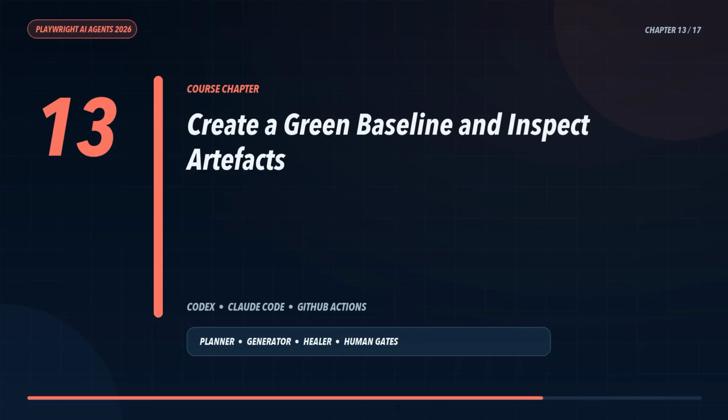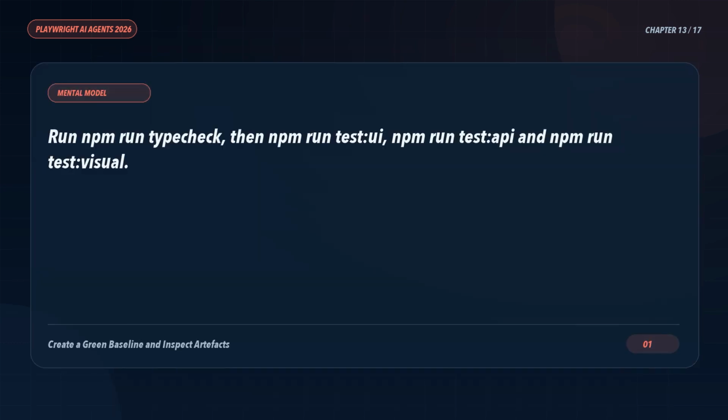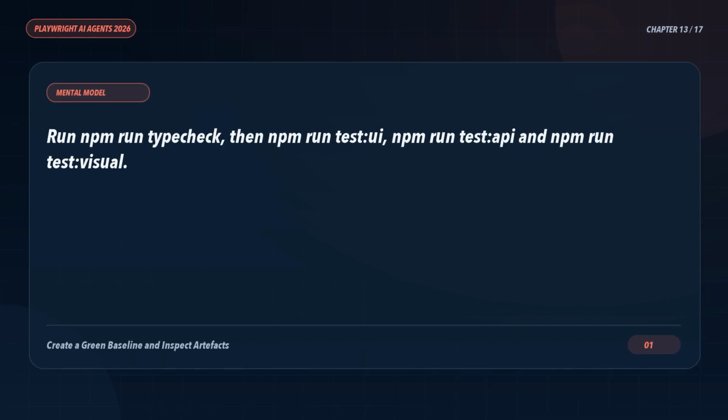Before healing anything, create a trustworthy baseline. Run npm run typecheck, then npm run test UI, npm run test API, and npm run test visual. Finish with npm test for the complete suite. The course uses one Chromium project and one worker for deterministic teaching.